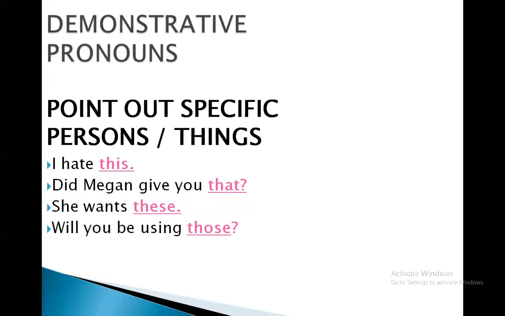Demonstrative pronouns are the pronouns I already told you are used to demonstrate something. I hate this. What is that? This is something I'm trying, which I hate, that I'm demonstrating. Did Megan give you that, what I intended for? She wants these. Will you be using those? Here, this, that, these, those are demonstrative pronouns which point out specific persons or things.